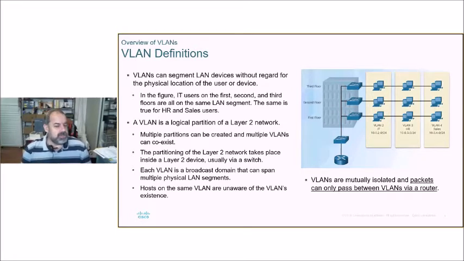And so a VLAN is a logical partition of a layer 2 network, and so multiple partitions can be created and multiple VLANs can coexist. The partitioning of the layer 2 network takes place inside the layer 2 device, usually via a switch. Each VLAN is a broadcast domain that can span multiple physical LAN segments. Hosts on the same VLAN are unaware of the VLAN's existence, and so VLANs are mutually isolated and packets only pass between VLANs via a router. And so the hosts in VLAN 2 cannot talk directly to the hosts in VLAN 3 or 4 and vice versa. They need to go via the router to get their packets between them.